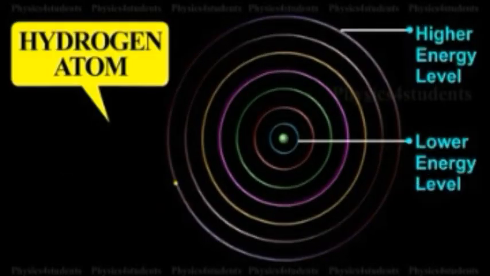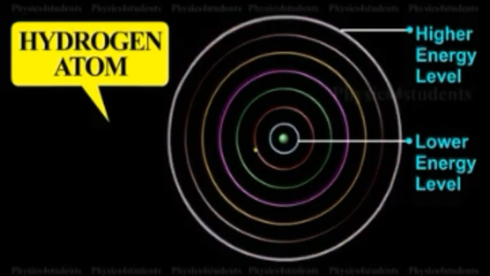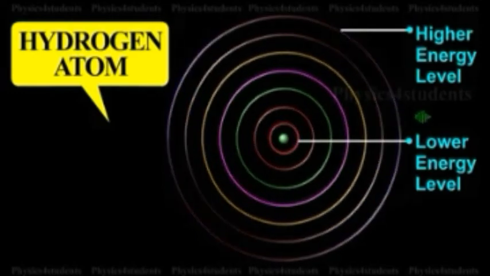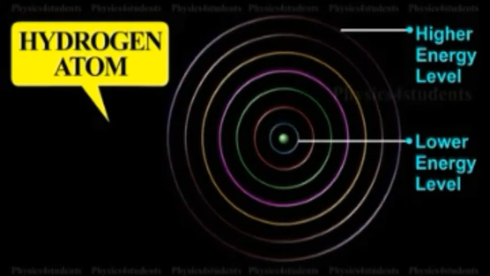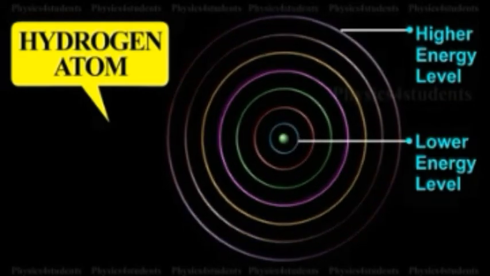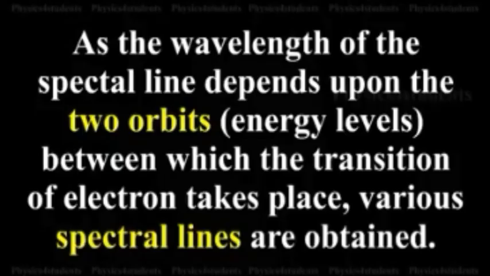Whenever an electron in a hydrogen atom jumps from a higher energy level to a lower energy level, the difference in energy of the two levels is emitted as radiation of a particular wavelength. It is called a spectral line.